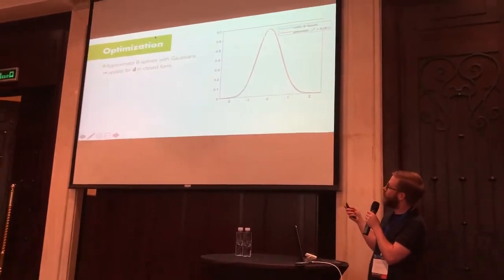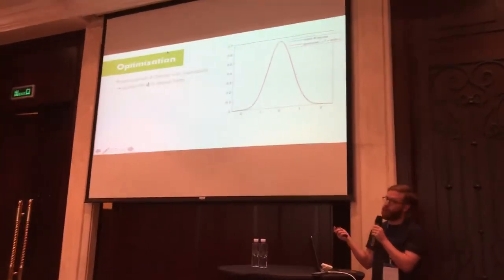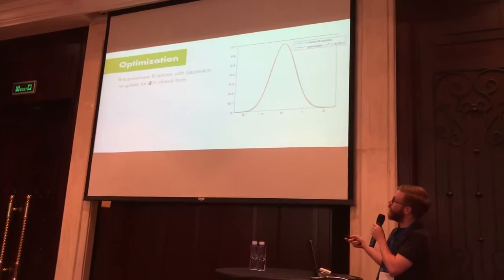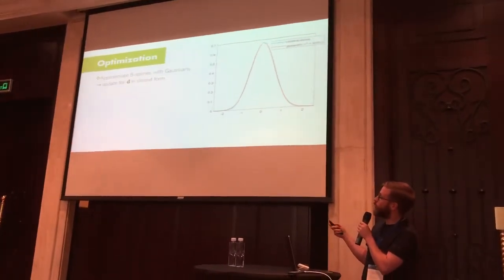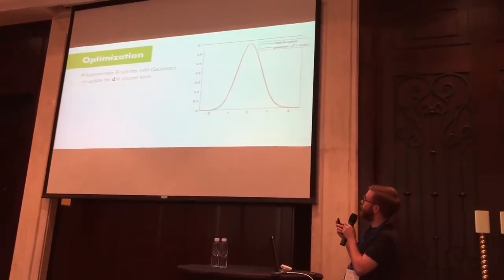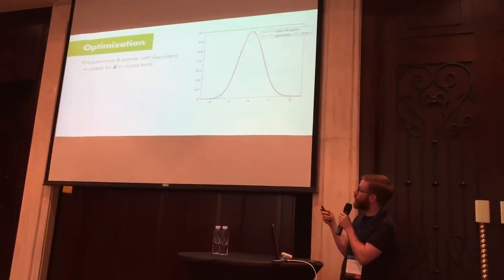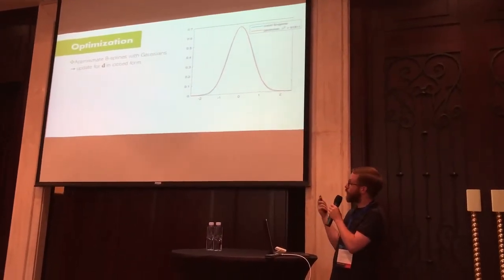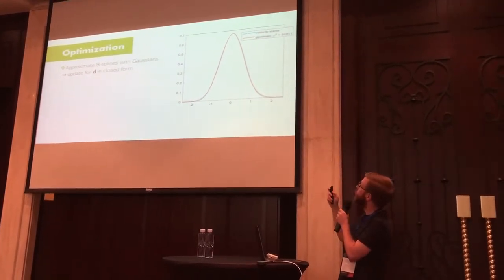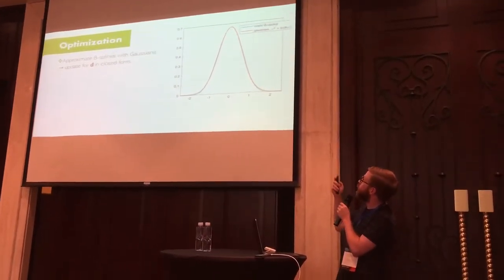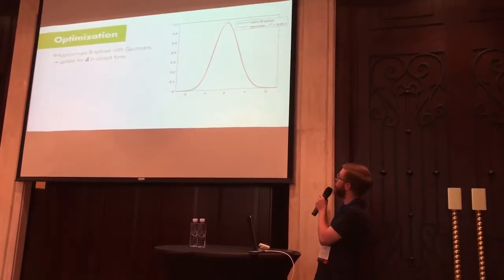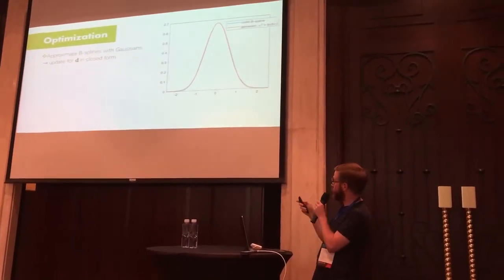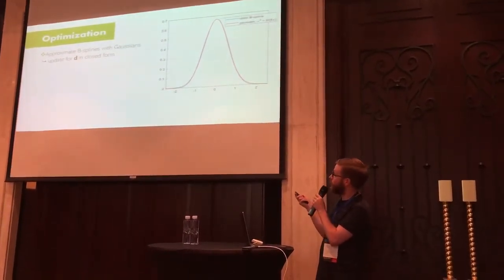So then we go to the update for the deformation field. We don't have that in closed form, so we are using an approximation. We approximate the B-splines with Gaussians to get it in closed form. Here I'm showing a cubic B-spline together with a Gaussian distribution with the same height, and as you can see, it's a fairly good approximation.